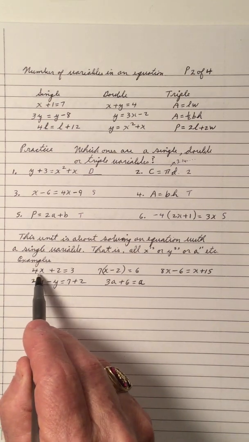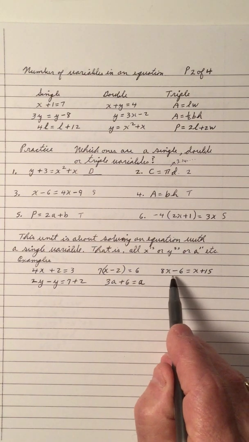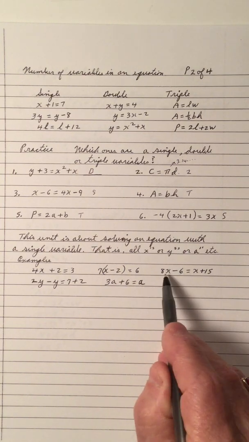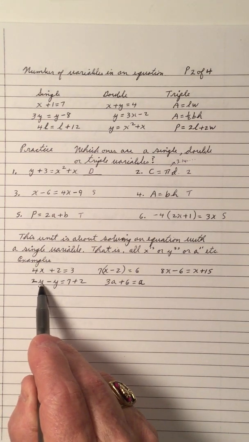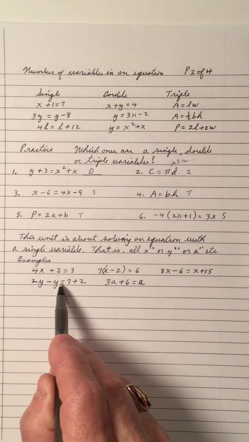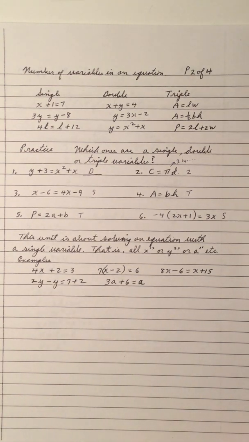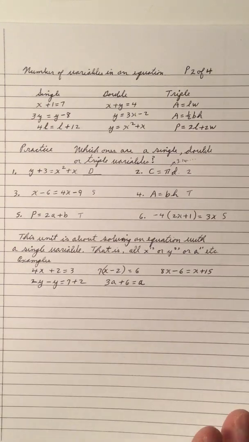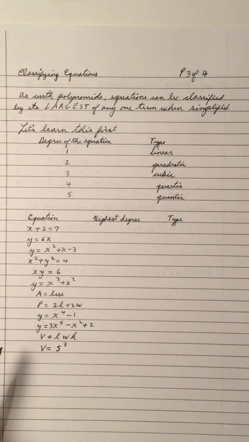Notice here we have just x. In this one we have just an x. In this one we have just an x. There's an x twice, but there's just a single variable of x. This equation has a y and a y, a single variable of y. And this one has a single variable of a. So we're solving equations with a single variable.